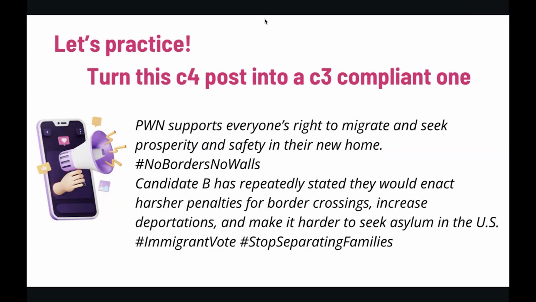Candidate B has repeatedly stated that they would enact harsher penalties for border crossing, increase deportations, and make it harder to seek asylum in the U.S. Perfect, Kenya. Nailed it. That's exactly it. If you take out that, you can even keep the other hashtags. You can keep immigrant vote, you can keep separating families, no borders, no walls, and we can talk about what PWN supports. It's just the issue.